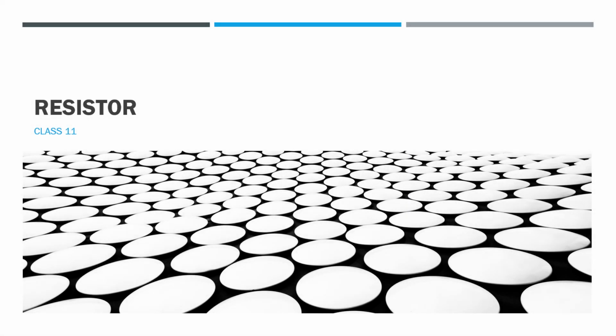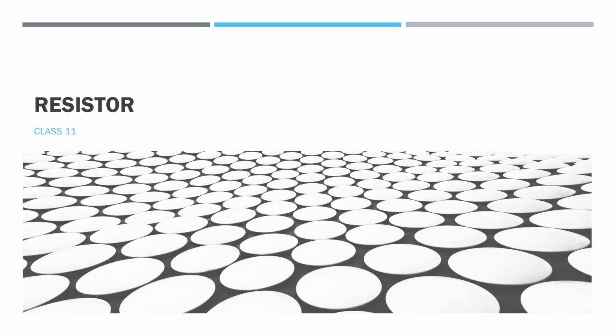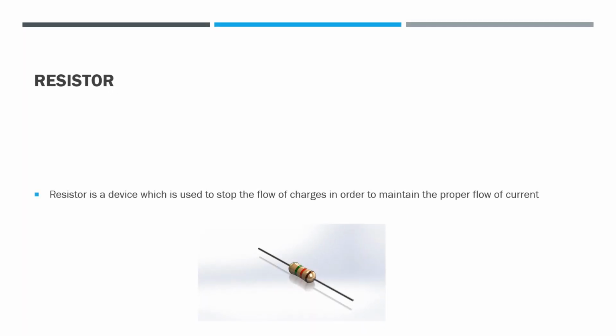We'll be discussing the resistor, what a resistor is and what is meant by resistance. First of all, a resistor is a device which is used to stop the flow of charges in order to maintain the proper flow of current.